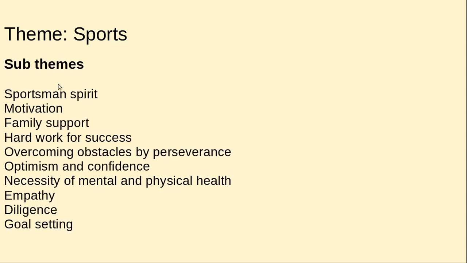Now, what I want to tell you is that in this unit we are discussing sports. We are thinking about sports, and the sub-themes we have discussed are motivation, family support, sportsman spirit, and hard work for success, overcoming obstacles by perseverance. Perseverance is a very important thing that one must have for succeeding in one's life. Also optimism and confidence, necessity of mental and physical health, empathy, diligence, goal setting.